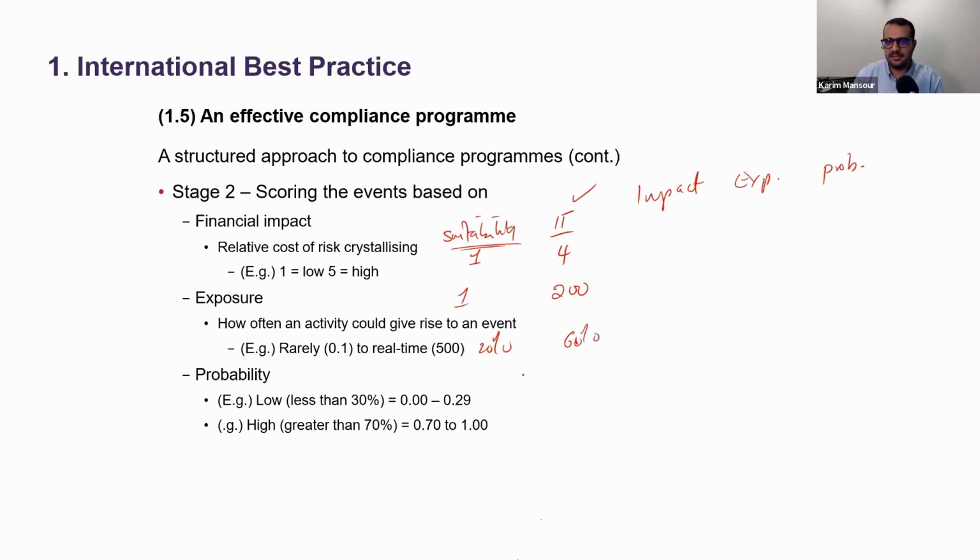Questions in the exam. What are the 3 criteria you look at whenever you are scoring the events or the risks? The 3 things are impact, exposure, and probability. Probability, or likelihood, that's the other word you'll see in the exam.